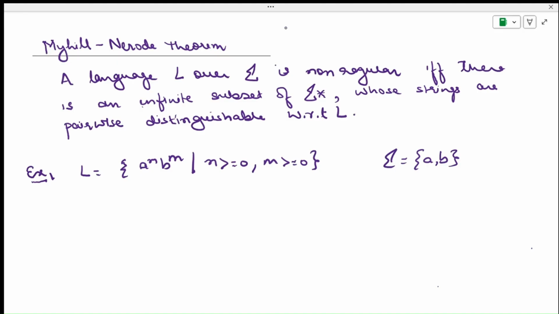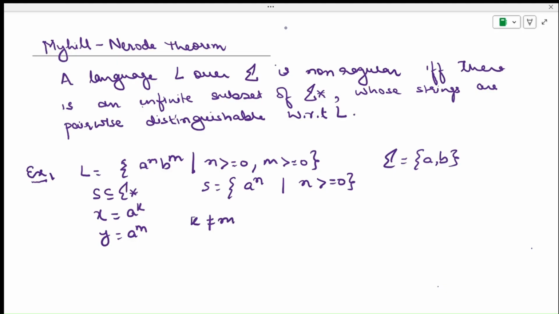Now what we will do, we'll find some infinite subset. Let S be a subset of sigma star, where S is a raised to the power n for some n greater than or equal to 0. Take any two strings x and y. X is assumed to be a raised to the power k, that is length k. K is any integer. Y is a raised to the power m. M is again some positive integer, and k is not equal to m, meaning the length of x and length of y are not the same.